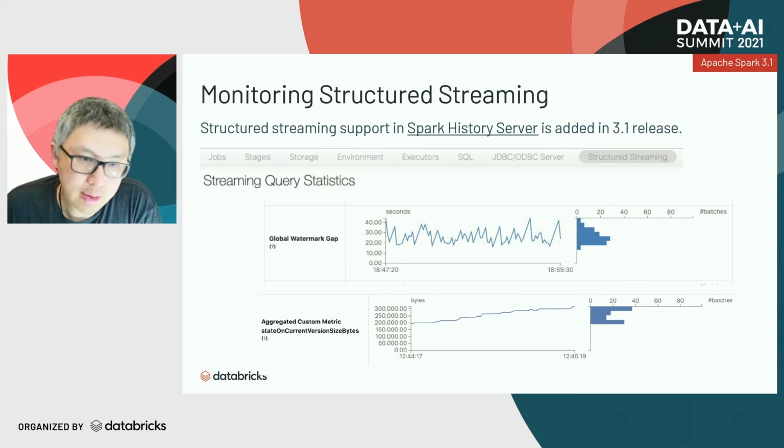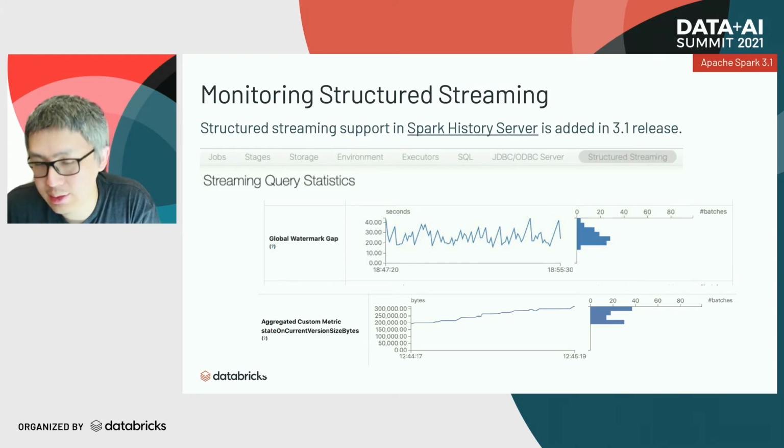In the Spark 3.0 release, you could already monitor your streaming application in the live UI. In this release, you can also review your streaming application metrics after the cluster is shut down. Also, we added two more streaming metrics in both the live UI and the history server.